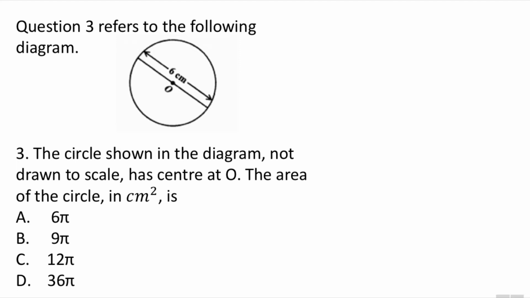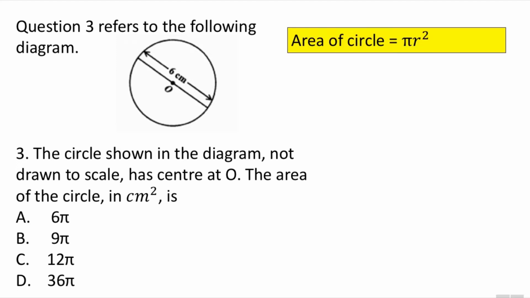So question 3 refers to the following diagram. It's a circle, and they give us the diameter, which is 6 centimeters. So the circle shown in the diagram, not drawn to scale, has center O. The area of the circle in centimeters square is, okay, so we want to find the area of the circle. Let's recall how we calculate area of circle. So area of circle is equal to pi r squared, or if you want to say pi times r times r, it's the same thing.